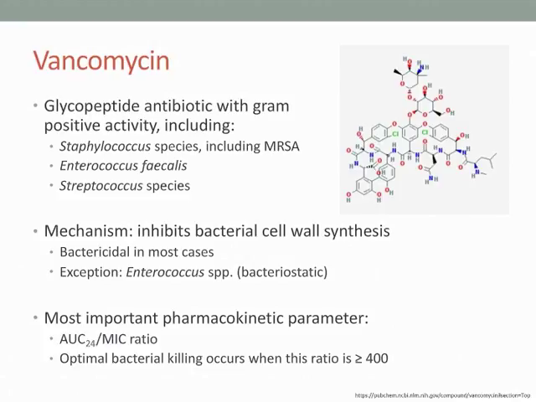To begin, we'll go over a little bit of introductory information about vancomycin. Vancomycin is a glycopeptide type antibiotic that only has gram-positive activity. It does not have any coverage of gram-negative organisms. Its spectrum of activity includes Staphylococcus species, including methicillin-resistant strains, Enterococcus species, particularly Enterococcus faecalis, and Streptococcus species.